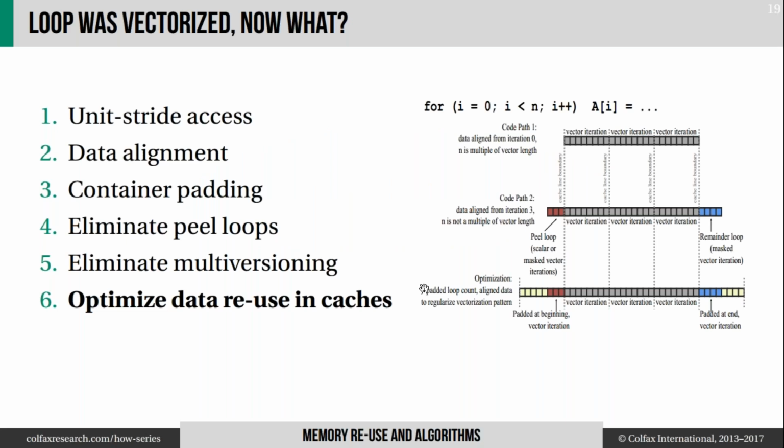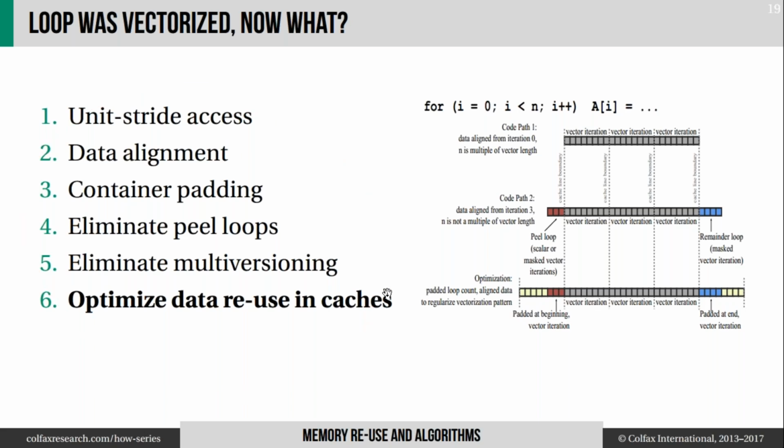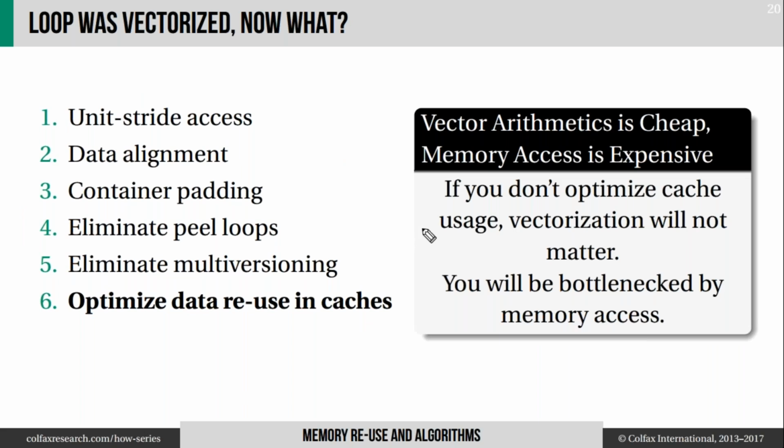To motivate what we're going to do today, I want to remind you of a couple of slides that we've already seen. I mentioned that loop vectorization is great, but vector mathematics is so cheap that when you have success with vectorization, you need to focus on memory access. Because if you don't optimize cache usage, vectorization will not matter. You will be bottlenecked by memory access.